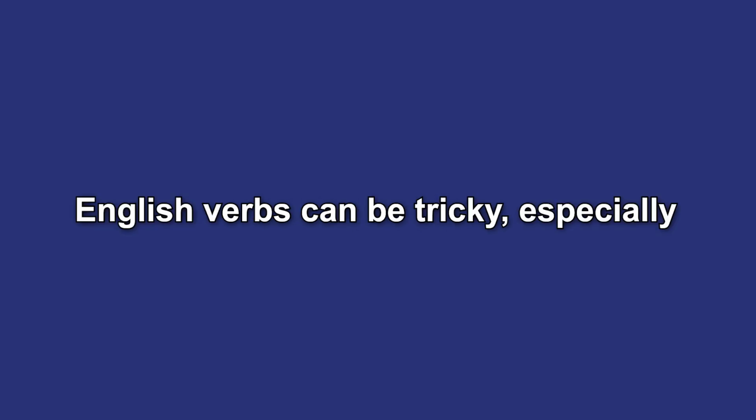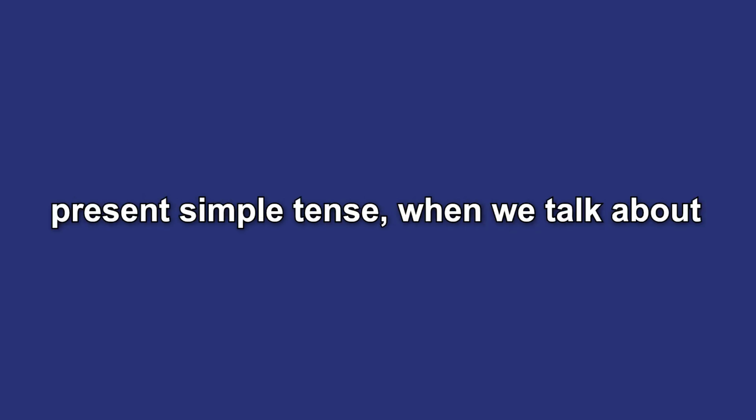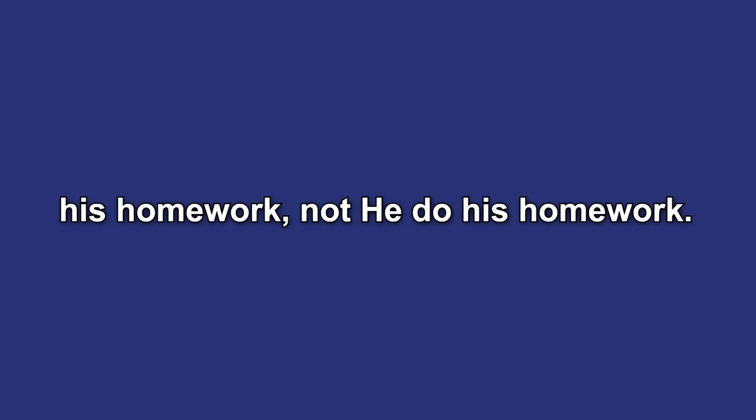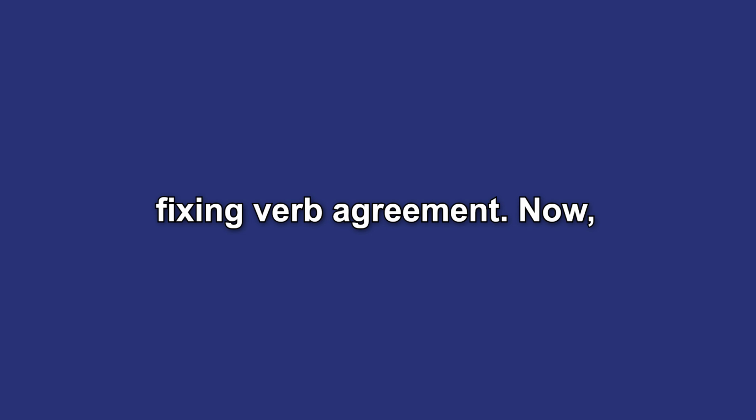Here's another, saying "he do" or "she go." I know English verbs can be tricky, especially with all those exceptions, but for present simple tense, when we talk about he, she, or it, you need to add an s. So it's, "he does his homework," not "he do his homework." And, "she goes to school," not "she go to school." This is one of the quickest ways to sound more fluent, just fixing verb agreement.